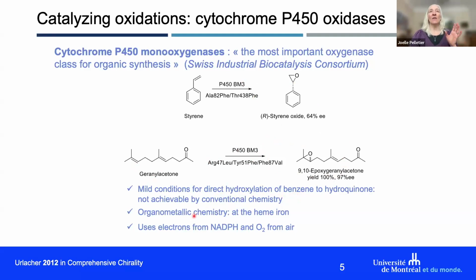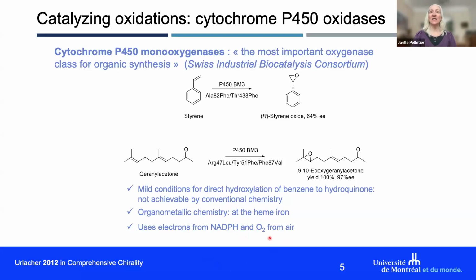The enzyme, the cytochrome P450 oxidases, they have a heme group, and so there's heme iron, and this reactivity is actually happening on the iron. So in a way, it's organometallic chemistry. They function by using electrons. This is a reductive oxidation reaction. The electrons come from the natural cofactor, NADPH, and use oxygen directly from air. So quite simple to operate in some sense.